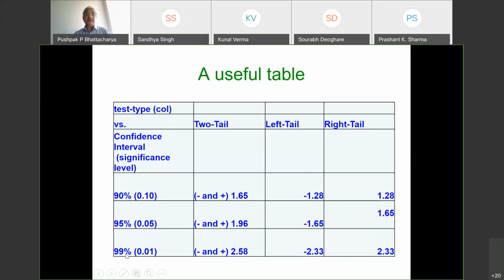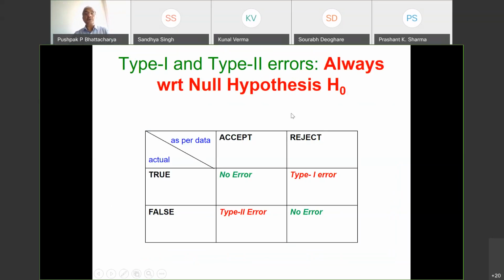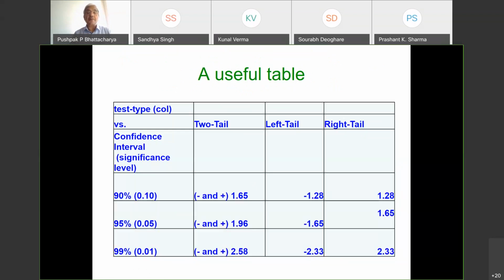For 99% confidence interval, the two critical points are minus 2.58 and plus 2.58 for the two-tail test. For the left tail test, it is minus 2.33, and the right tail test is 2.33. So this is a very useful table in hypothesis testing, as is the other table, which is the type 1 and type 2 errors representation by means of a kind of contingency matrix, which is a 2 by 2 table. So let's remember both these tables. These are important for hypothesis testing and very valuable instruments.